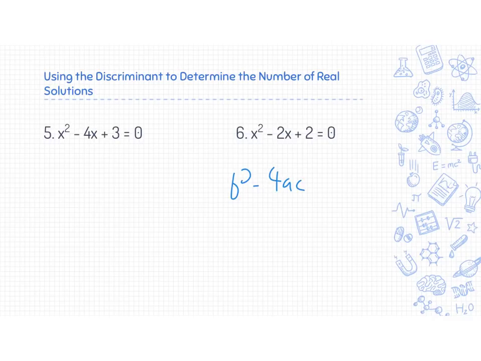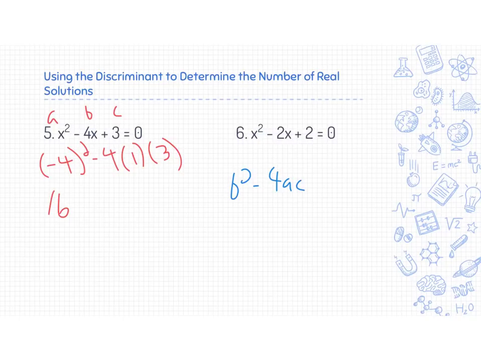So if I use that with my first one here, remember it's a, b, c, so b squared is going to be negative 4 squared, minus 4, my a is 1, and my c is 3. So negative 4 squared is 16, 4 times 1 is 4, times 3 is 12, and that's subtracted, so 16 minus 12 is positive 4. So when we get a positive number, we're going to have 2 real solutions.